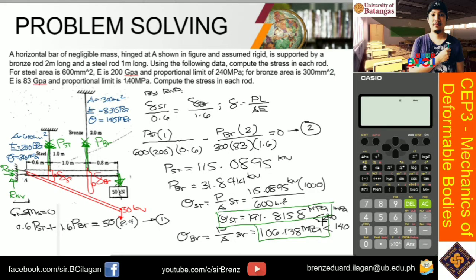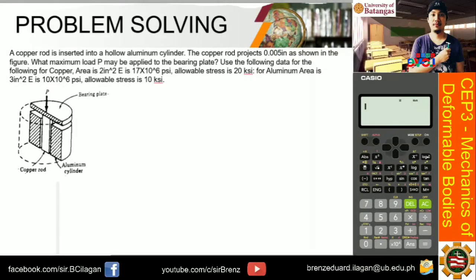Okay guys, so let's proceed with the next problem. Okay guys, so let's proceed with the third problem for statically indeterminate.